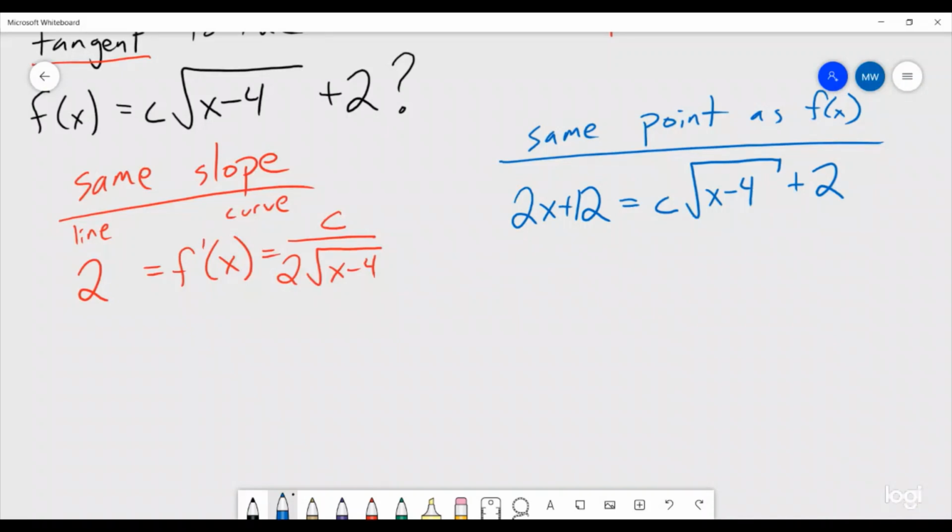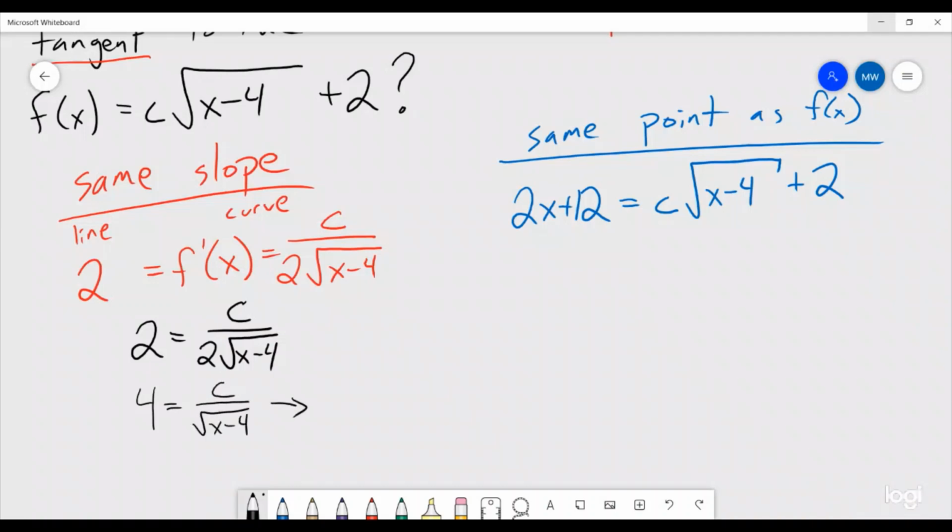So if we were to solve this one first, what we can do is try and solve for c and isolate it. So we got 2 is equal to c over 2 square root x minus 4. Let's see, multiply both sides by 2 gives us 4 equals c over the square root of x minus 4. So then this tells us that c is equal to 4 times the square root of x minus 4. So what we have done is we have gotten one variable in terms of the other.